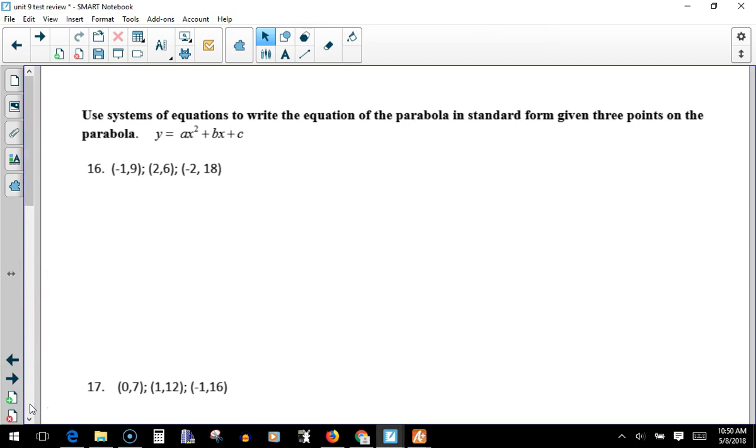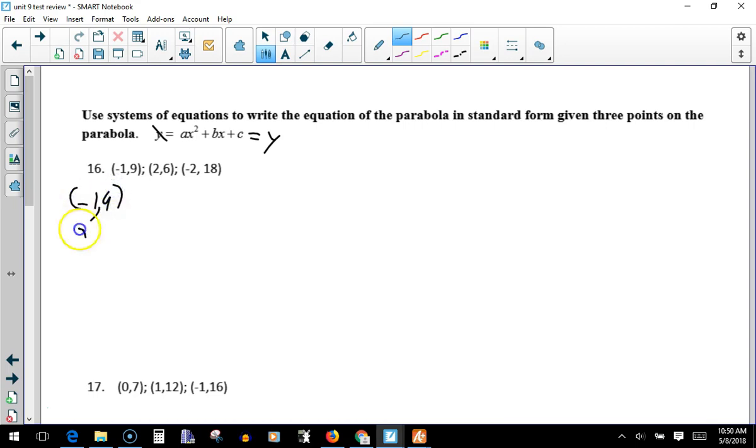All right, Parabola Problems, which is still just doing the matrices again. Just a little bit more work at the outset. Okay, so in this one, remember, I like to move my y over here just for ease. And so we're going to set up, I'm going to write down my 3 points this way: -1, 9, 2, 6, and -2, 18.